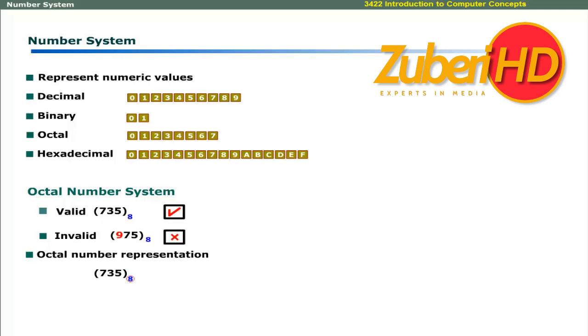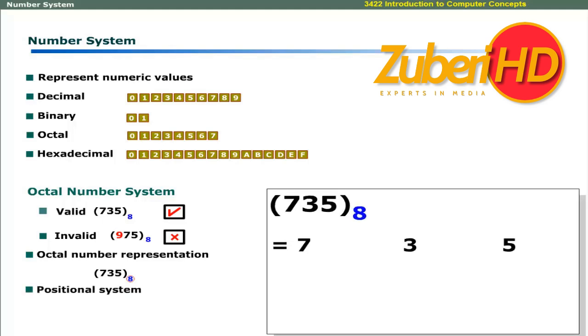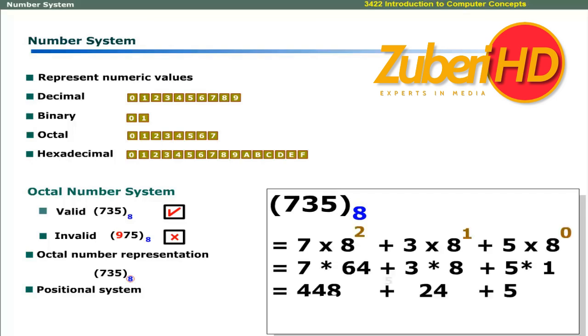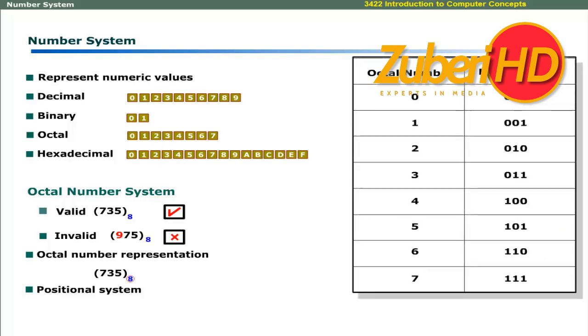Octal number system is also a positional system, and each symbol determines its value in power of 8. The octal number 735 is equal to 477 of decimal number. This table shows binary equivalents of octal numbers. This table can be referred when you are converting an octal number to its binary equivalent.